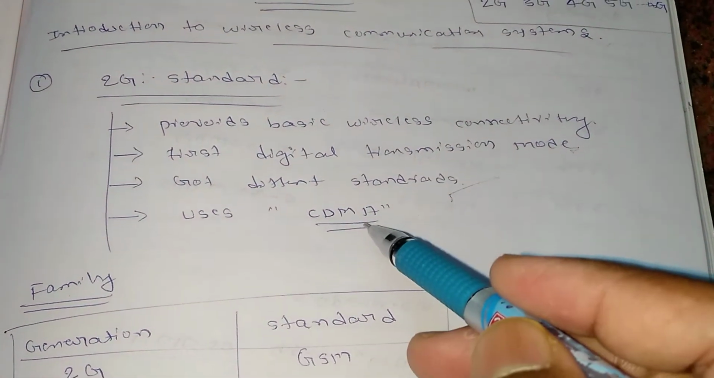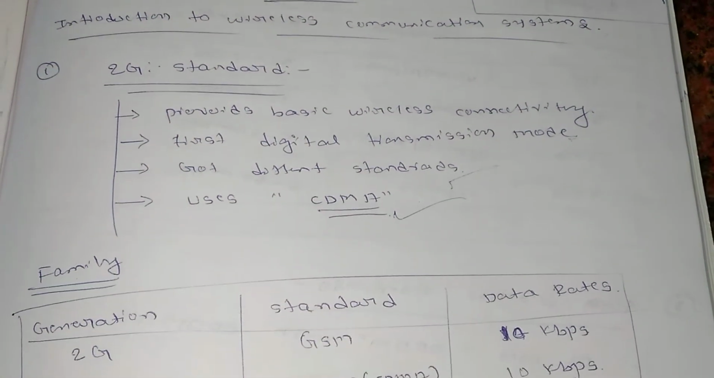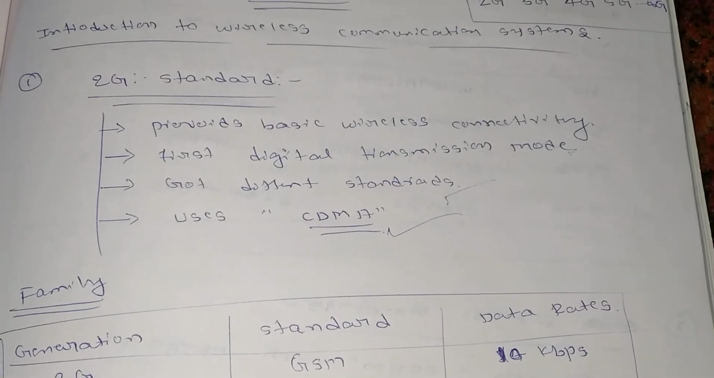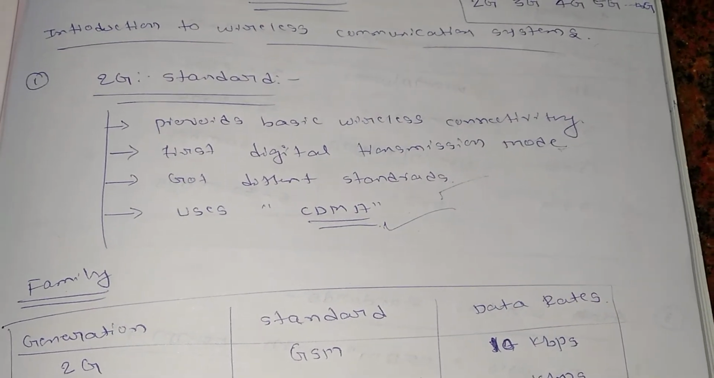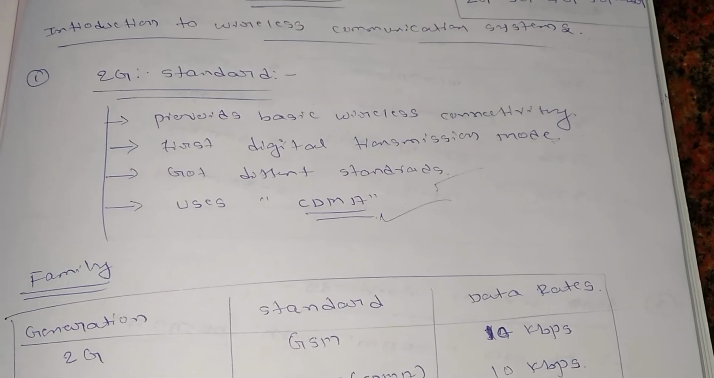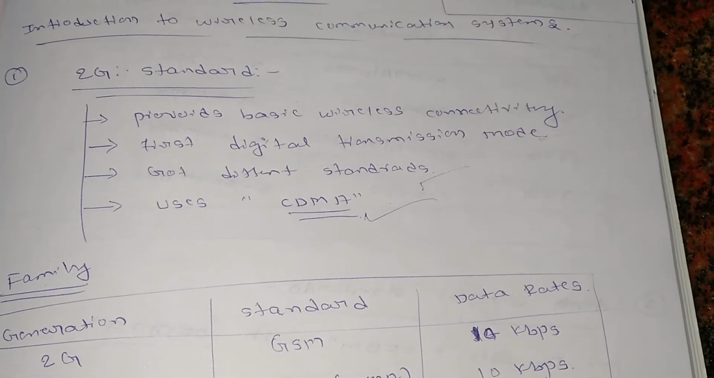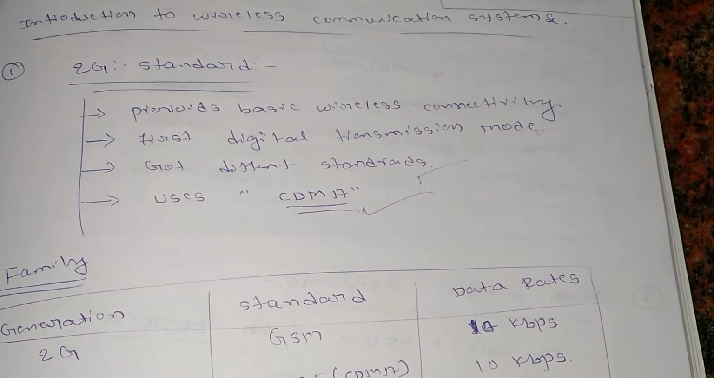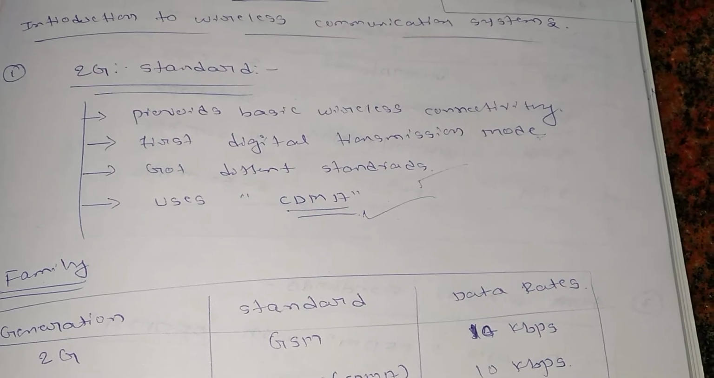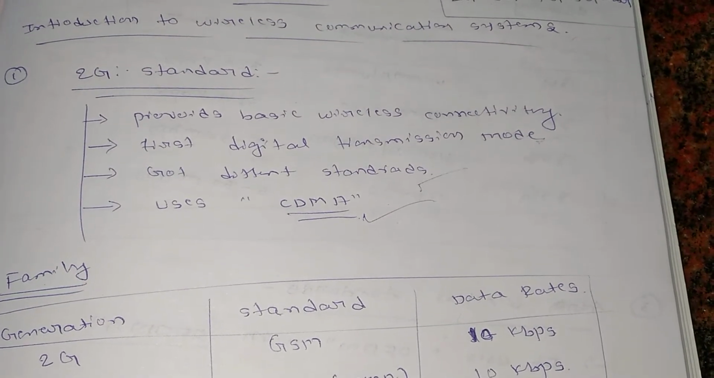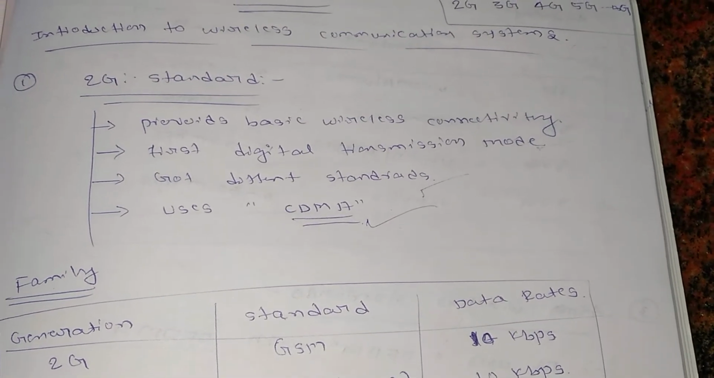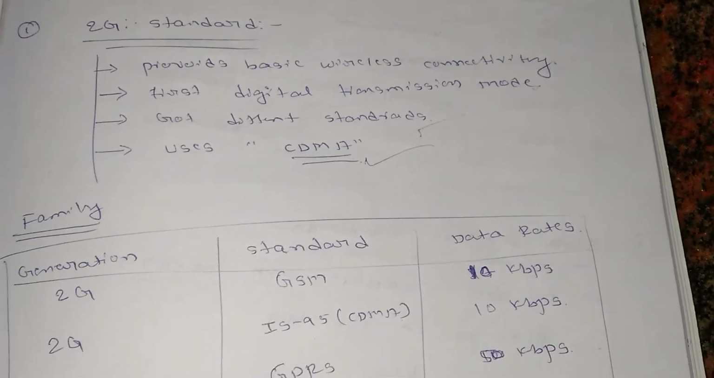It uses code division multiple access as the core technology. So 2G uses CDMA technology. Before this, analog communications were used, with TDMA and FDMA, but CDMA is better as compared to TDMA and FDMA.